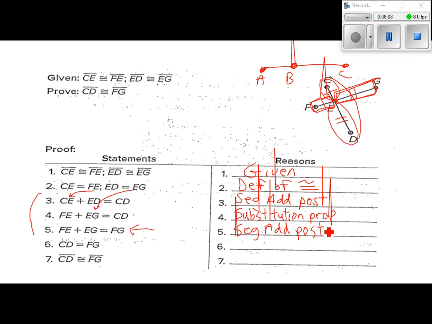Now looking at what they have in 4 and 5. Anybody see anything in 4 and 5 that catches your eye? You're adding the same thing, but you get a different result. They're both the same thing on this side, aren't they? So if segment FE plus segment EG equals CD, and it equals FG, what should be true about these two? They should be equal to each other. What do we use there? Took out one thing and stuck something else in its place.